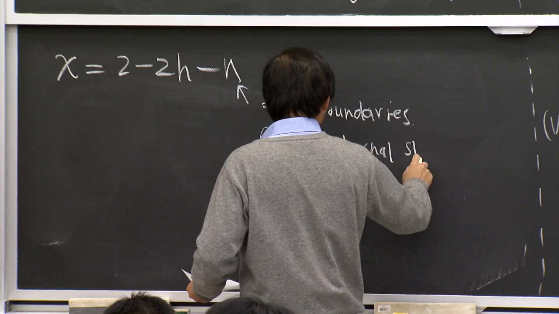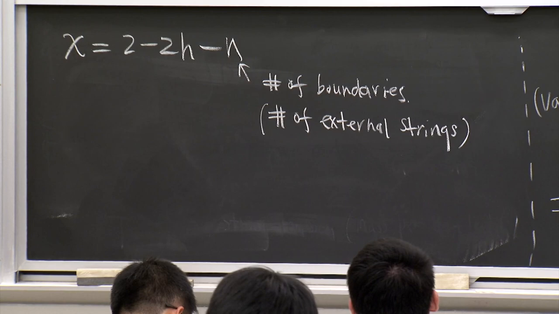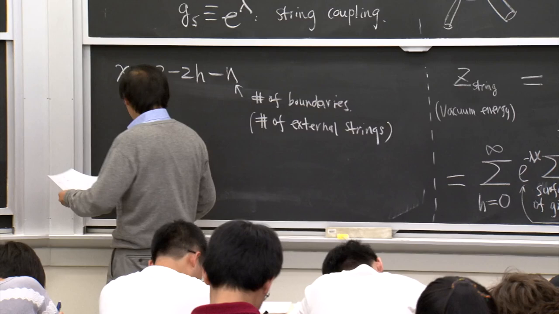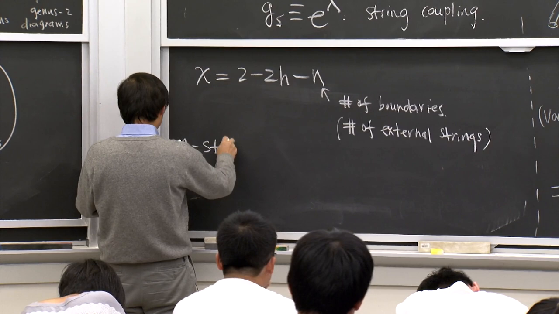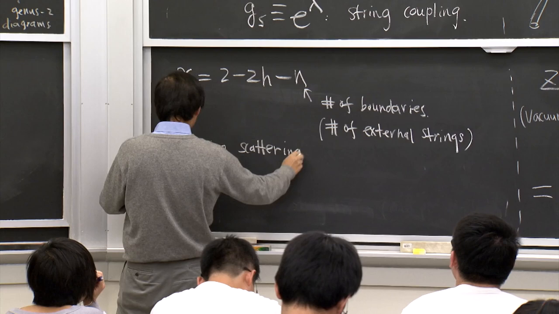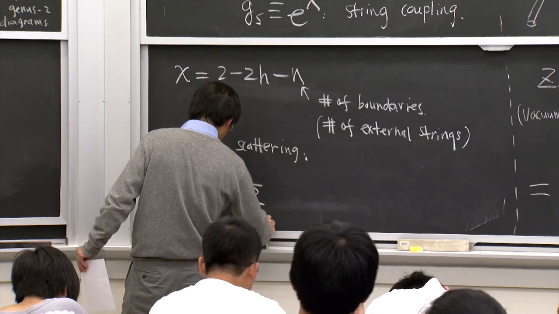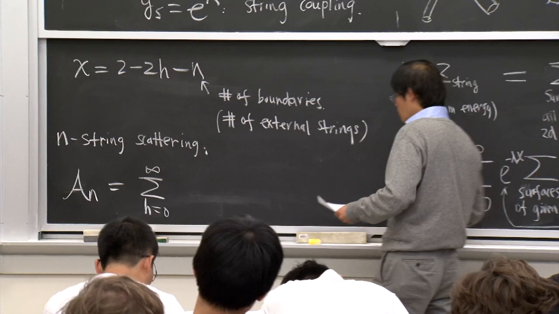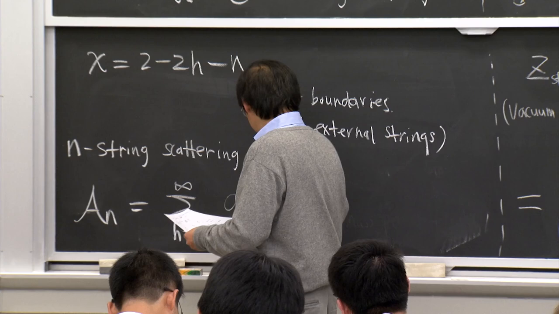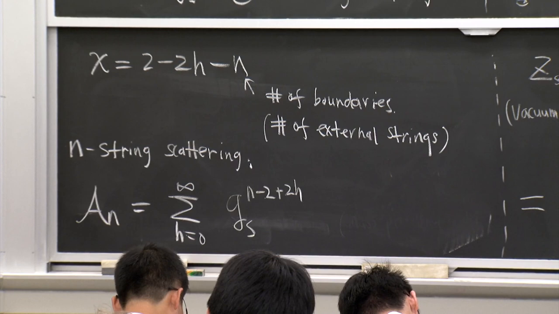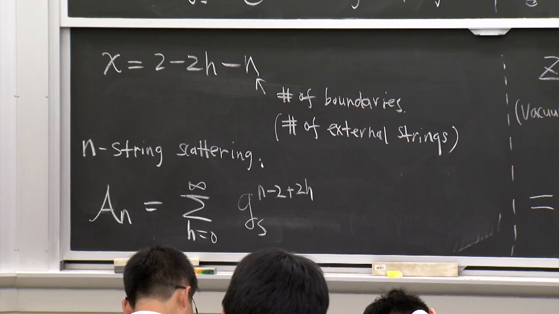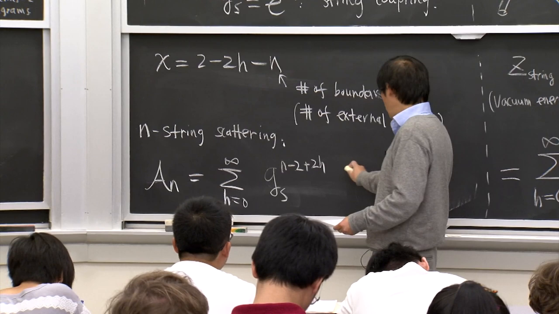Number of external strings, okay? So now if you use this rule, so now for the n string scattering, let me call this An, then you will again sum over all genuses. So now this weight, when I translate into g_s, becomes g_s to the power n minus 2 minus 2h, plus 2h. Okay, so now because of this n, I have additional a power of g_s to the power n. Say I can write as F_n^h, okay?